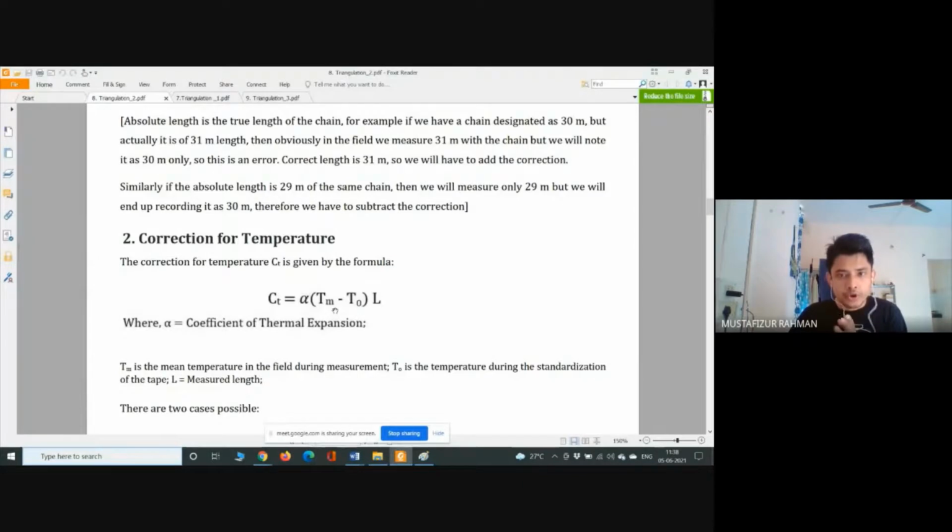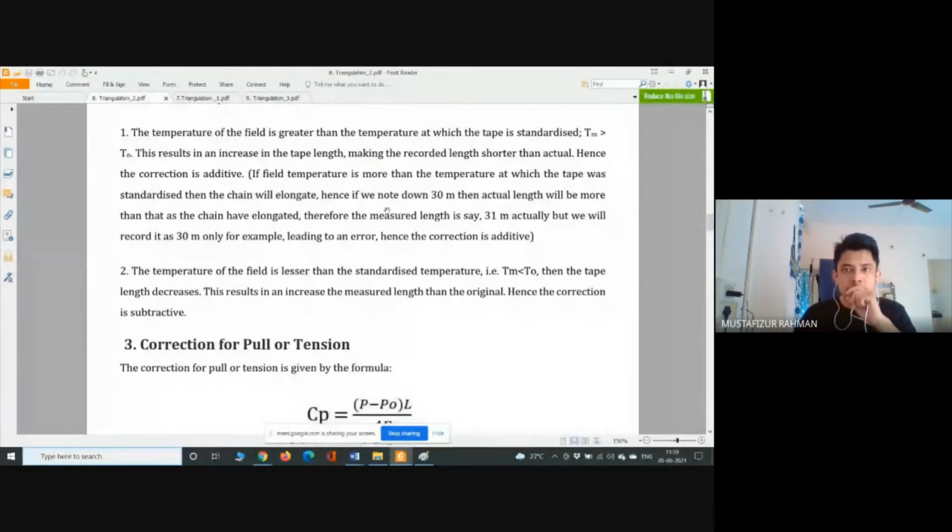So in this formula, if Tm, the measured temperature, is greater than the original standard temperature, this value will be positive, correction will be additive. If the temperature at which we are doing the measurement is lower than the original temperature, then this value is going to be negative, right? So this formula is directly giving us if the correction is positive or negative.